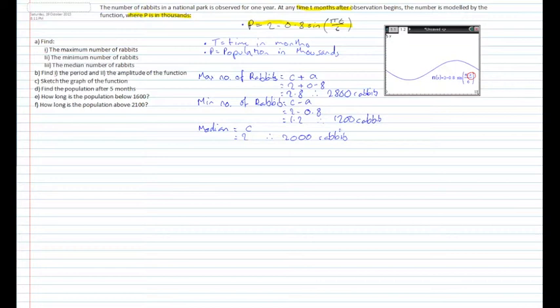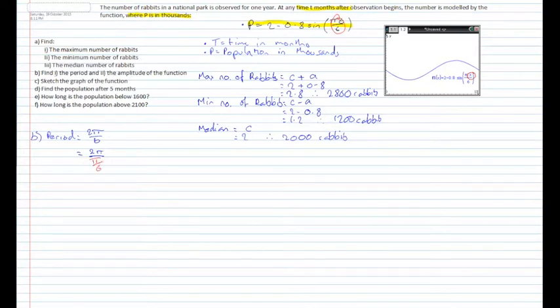Alright, the next question says find the period and the amplitude of the function. So let's go through and find the period. So we'll go B over here, find the period. So period is equal to 2 pi on B. Alright, your 2 pi on B, which is your B value up here at the top, pi on 6.